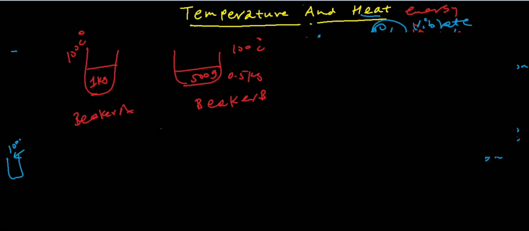They are both at the same temperature, 100 degrees Celsius, but there are more particles in beaker A, and so there is more energy content within it than beaker B. More particles move around there. That means the energy it gains is high.